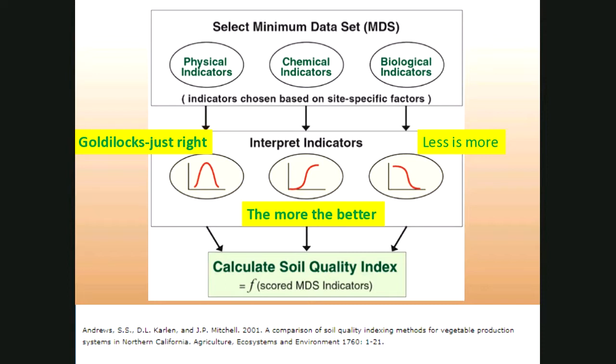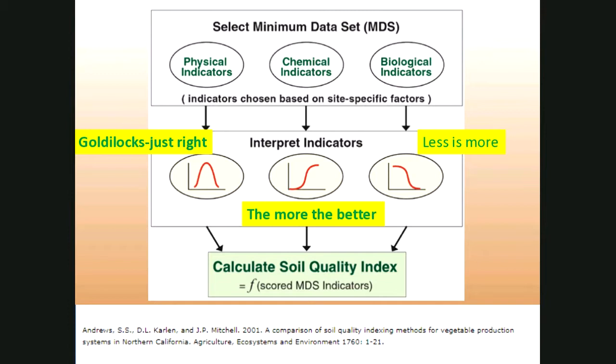Now there are some where less is more, like bulk density. You want lower bulk density, so you have more pores, so you have a better soil air, soil water, better way to hold and intake water. Another would be available aluminum.